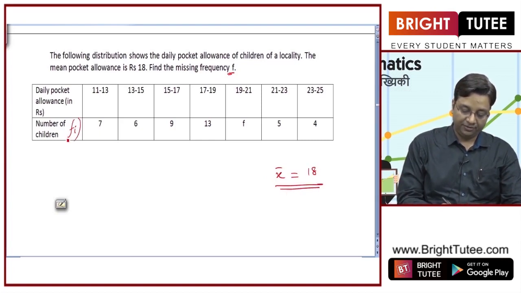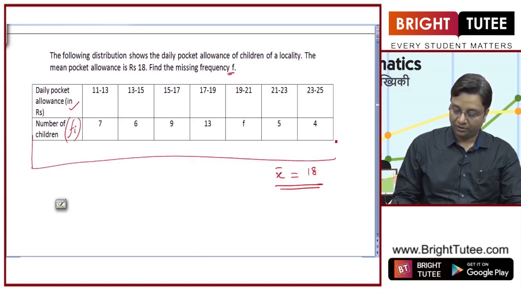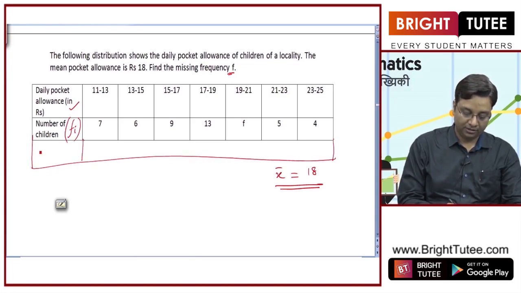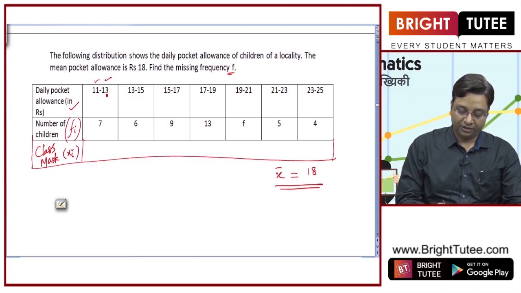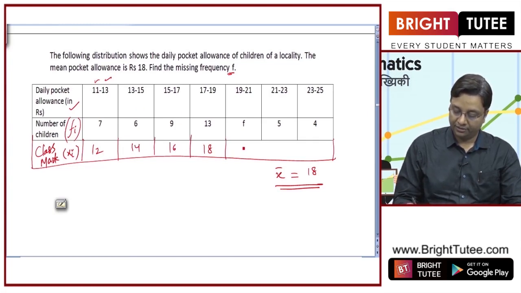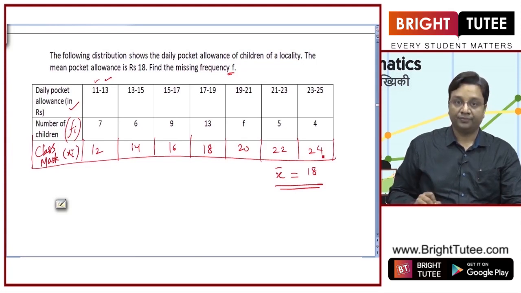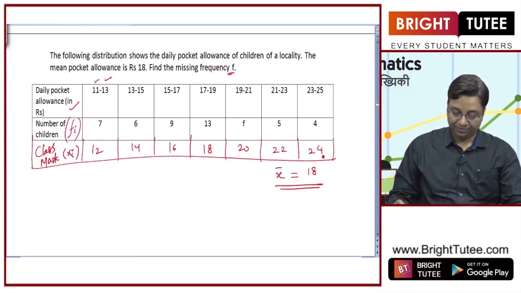This is the frequency fi, and this is given in the form of classes, so we will have to make this table for class mark, which will give us our xi. So lower limit plus upper limit, which will give you 24 by 2, 12. So 14, 16, 18, 20, 22, 24, right? So these are the class marks.